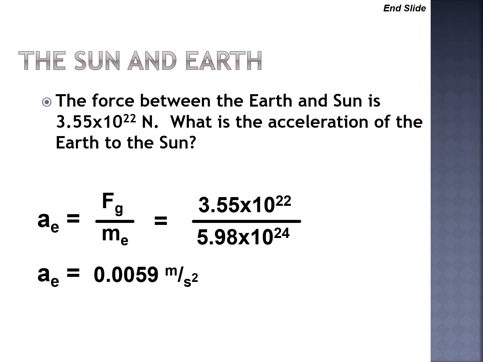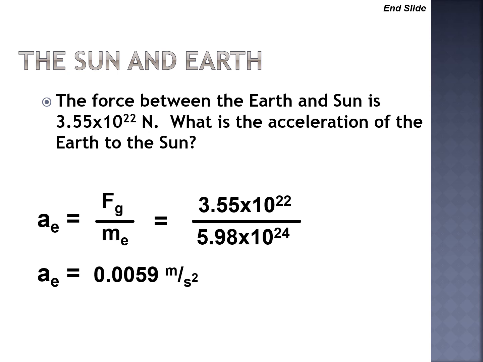So what is that acceleration? Are we actually accelerating towards the sun? And the answer is yes. The Earth is accelerating towards the sun. However, let's be careful. It's not moving towards the sun. There's a little bit of difference that you have to understand here. Accelerating towards the sun and moving towards the sun are two different things.